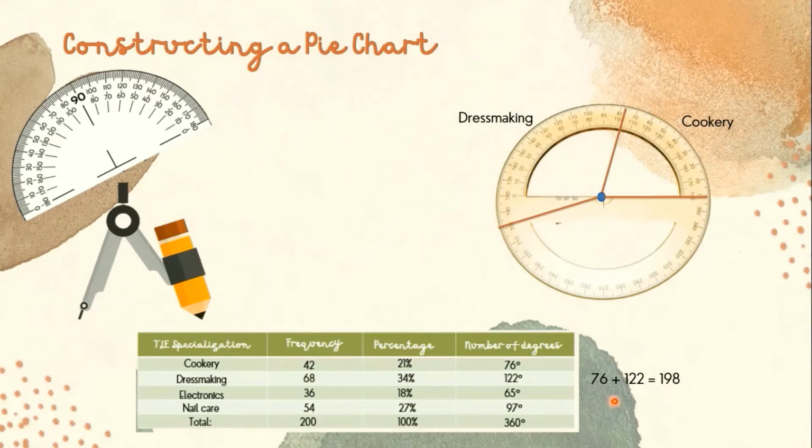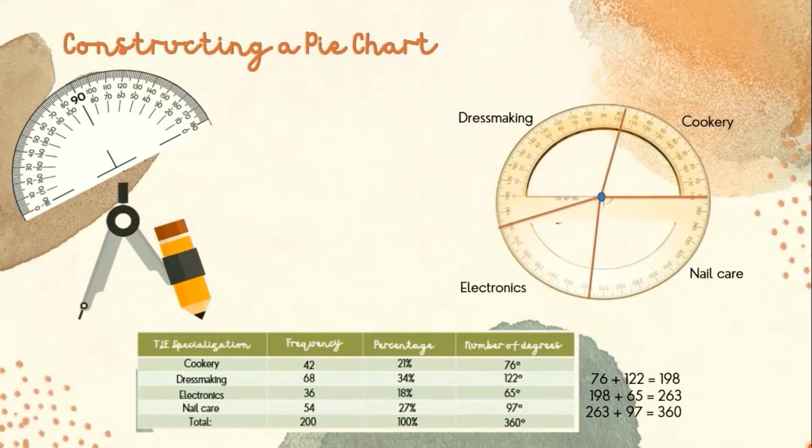Next, for electronics, 65 degrees. From 198, add 65, 263. Hanapin natin ang 263 degrees. Maglagay tayo ng line. Ito na yung ating sector for electronics. 198 up until 263, ang katumbas niya ay 65 degrees. Lastly, nail care. Ito na yung ating sector for nail care. Dahil 263 plus 97 is equal to 360 degrees.